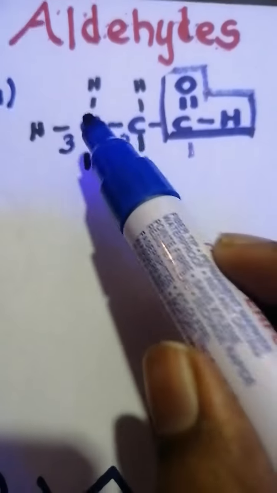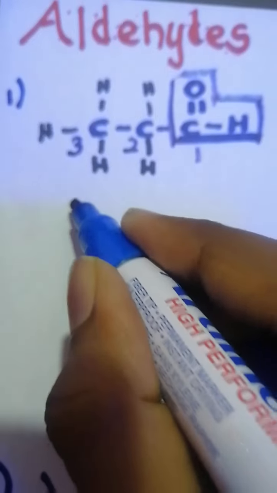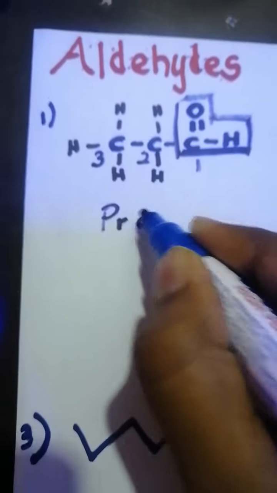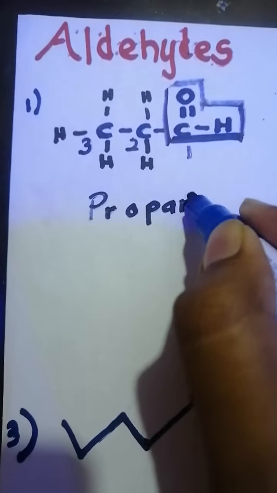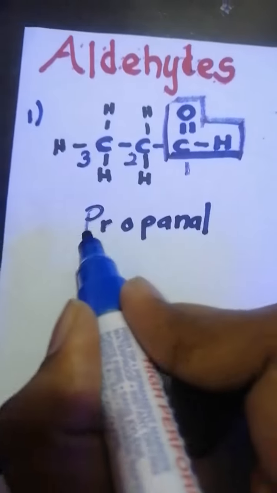When we have 3 carbons, we will take this as propanol. We put null as suffix because of this functional group. So this is propanol, right? Done.